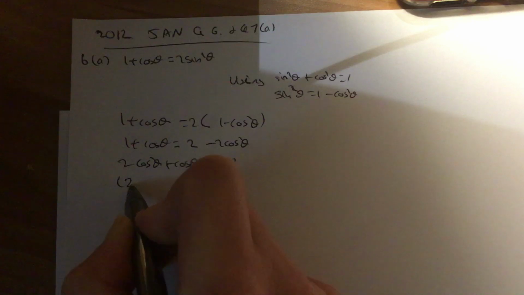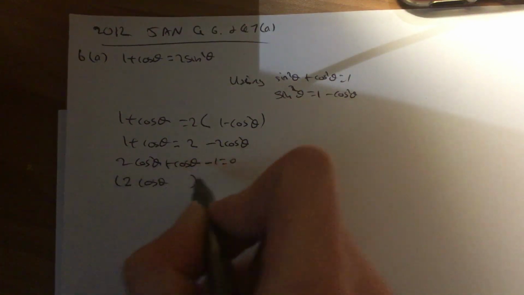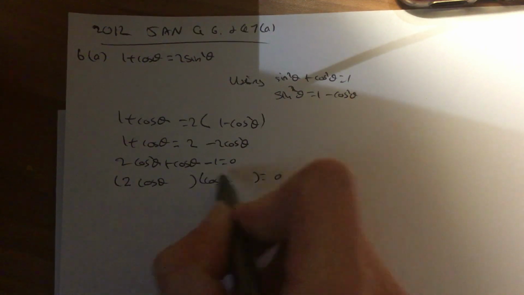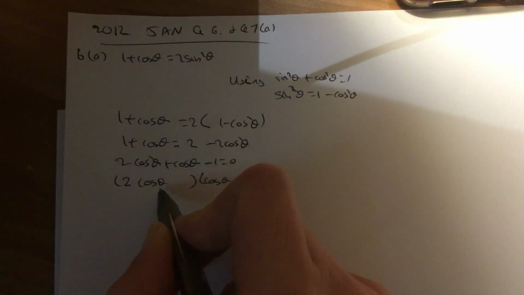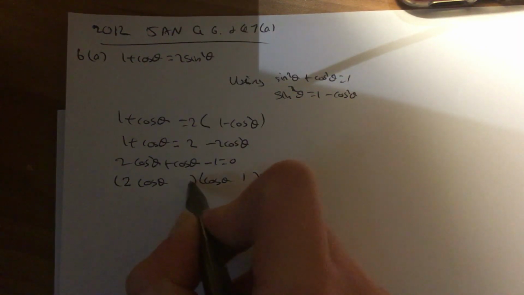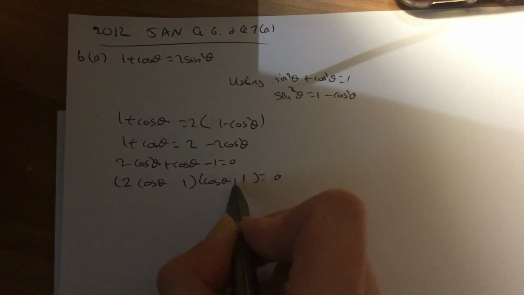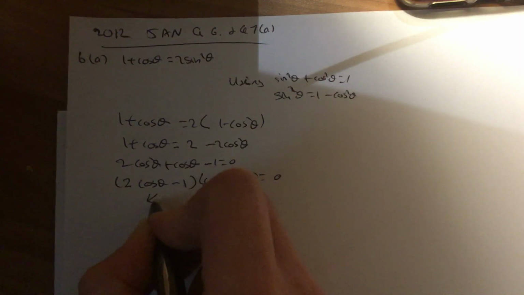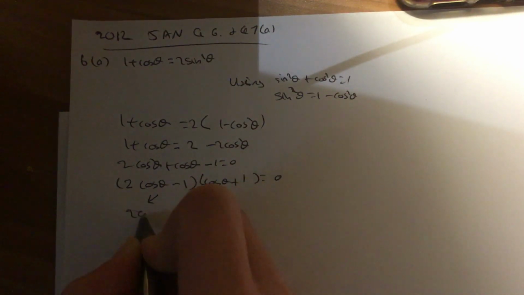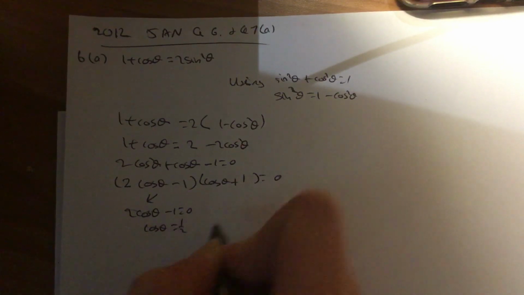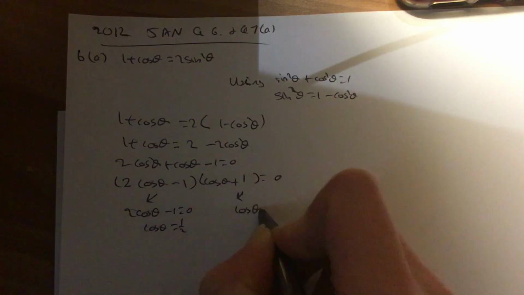Either use your formula or factorise, and that factorises. 2 cos squared is 2 cos times a cos. And I want them to multiply to give a 1, so it's going to be a 1 and a 1. I have to add to give a positive cos, so it's positive 2, take away 1. Put each bracket equal to 0, so 2 cos theta minus 1 equals 0. So cos theta is a half.